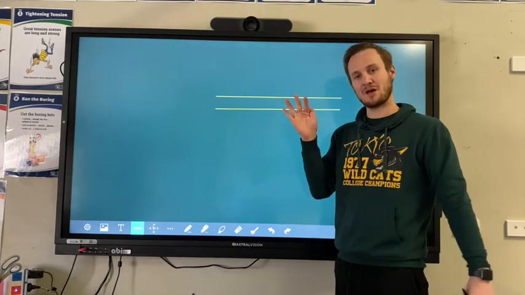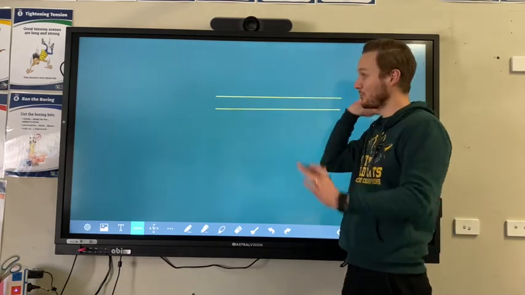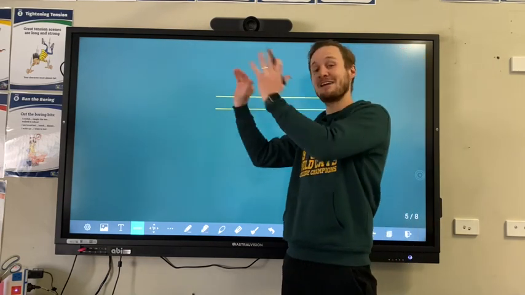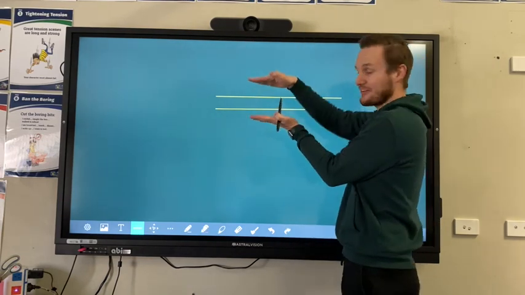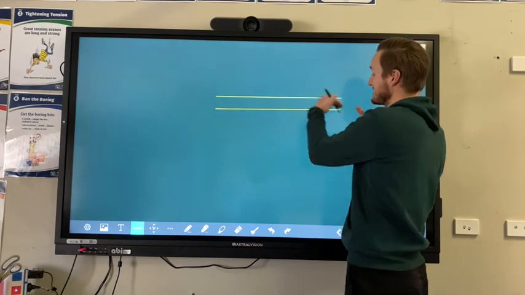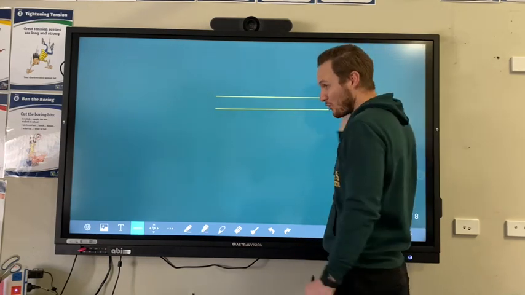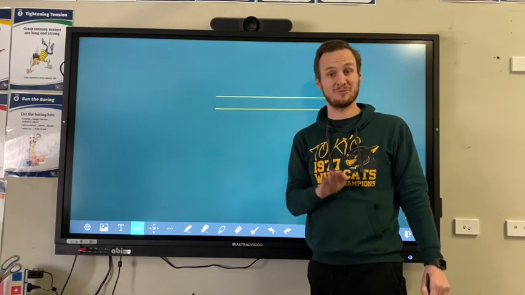Parallel lines are two lines. Imagine these lines went all the way around the world. They went on forever and ever and ever. They are directly apart from each other and they stay the same distance apart the whole time. And if they were to keep going all the way across the world, they would never meet.